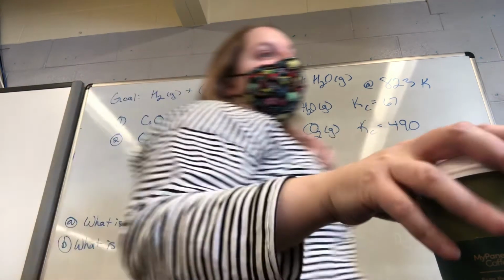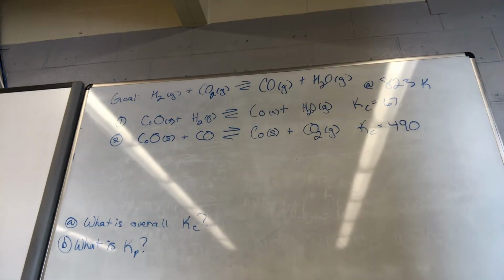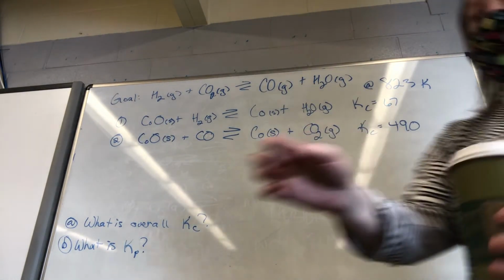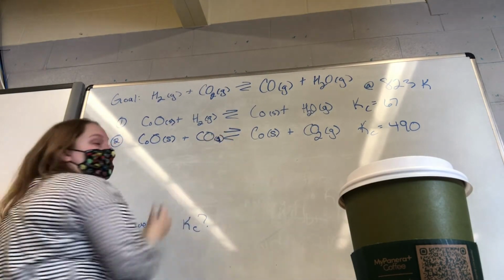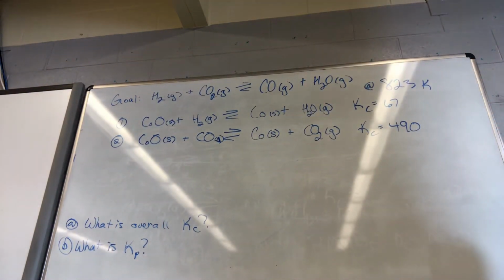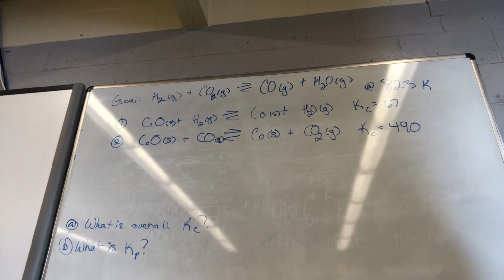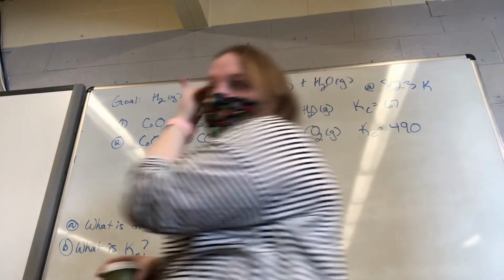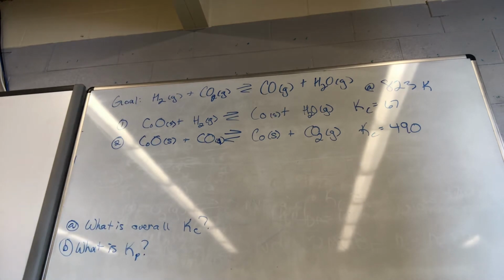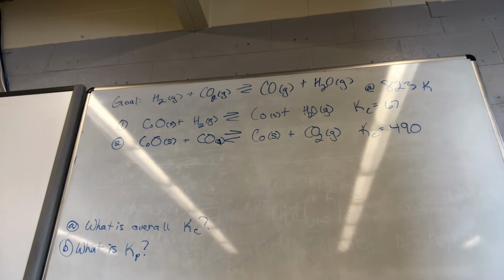Is that when you flip it? Yep. Manipulate means flip. If you flip, remember what to do to your exponent, or remember what to do to your KC. When you flip, what happens to KC? You take the inverse. So put it under one. Yeah. So 1 over it.